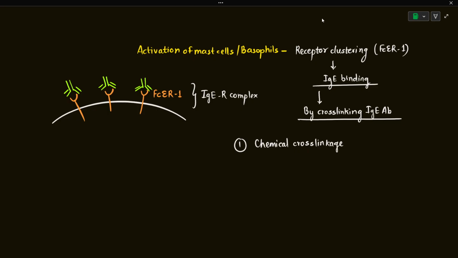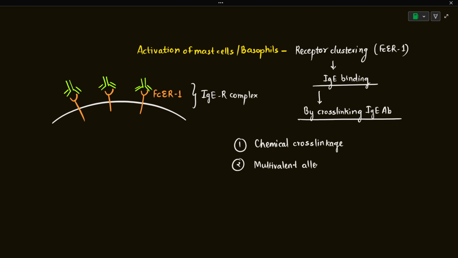If the IgE antibody binds to the receptor, let's say there is some chemical mediator which has binding capacity, which is kind of divalent. One arm of this chemical can bind to one IgE antibody, and the other arm can bind to another antibody. This is going to cluster the receptors together. This is going to bring those IgE receptor complexes together, resulting in activation. So chemical cross-linkage can be one way to ensure receptor clustering. The other way to ensure receptor clustering is the multivalent allergen.